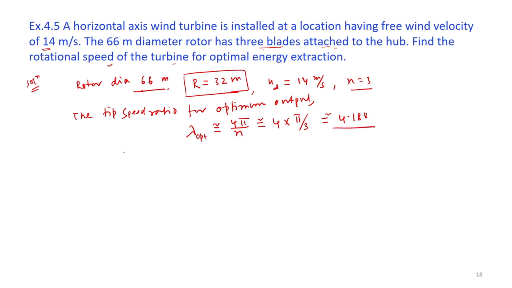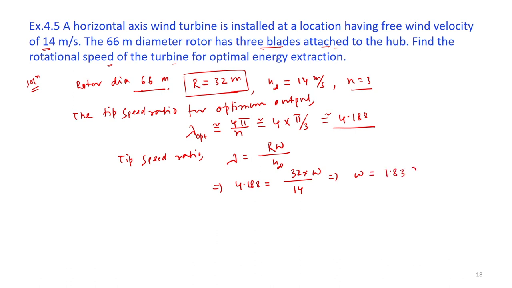So the tip speed ratio expression we know: lambda is r into omega divided by u naught or u infinity, which is 4.188, and this is 14, and r is 32, and we need to find out omega. So omega is calculated to be 1.83 radian per second.